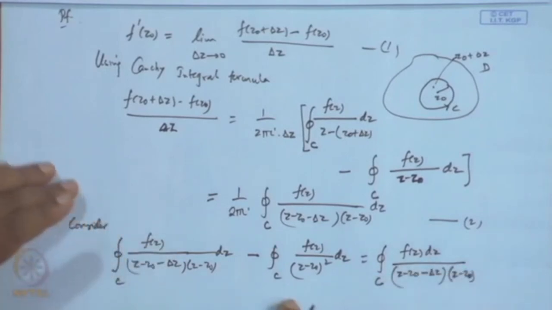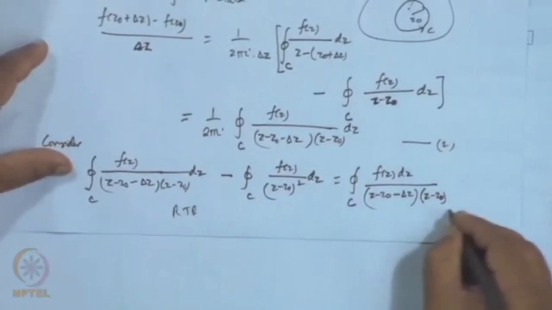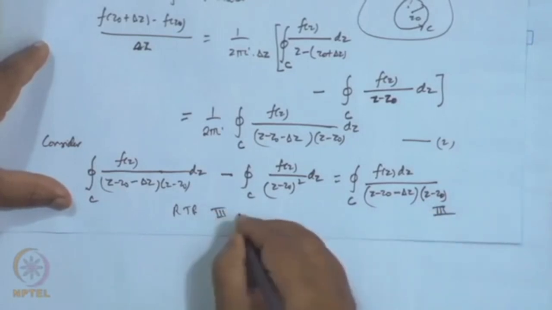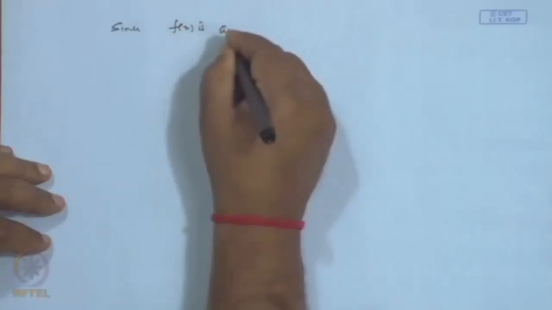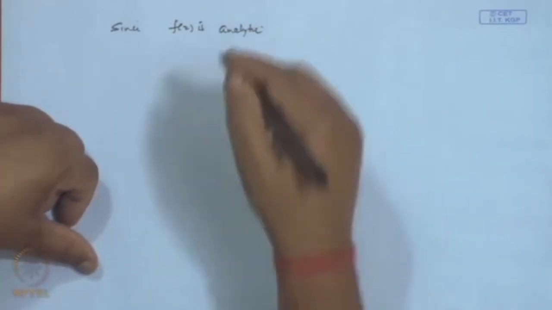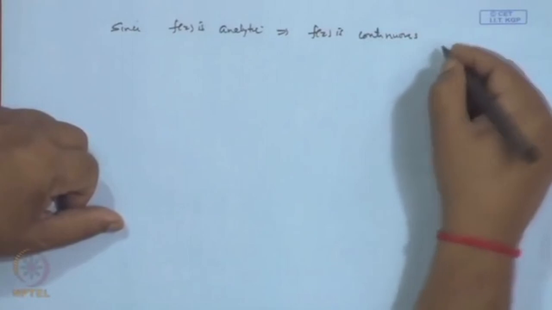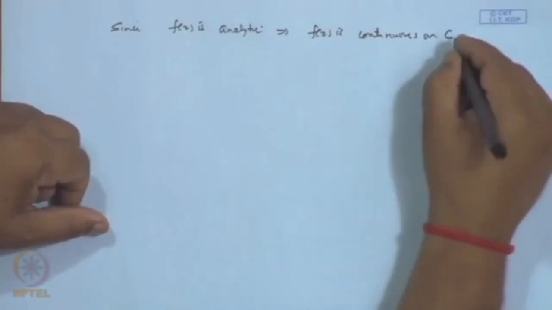So, finally, we wanted to show that this goes to 0 as delta z tends to 0. Okay. So, our aim, what is required to show, is that this third part tends to 0 as delta z goes to 0. Now, to show this, since f(z) is analytic, f(z) is also continuous on C. Once it is continuous, then it is bounded. Every continuous function is bounded.